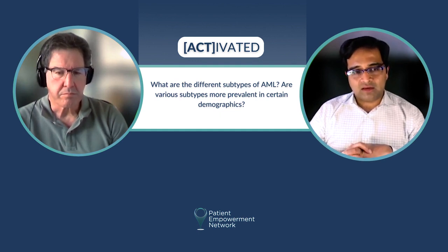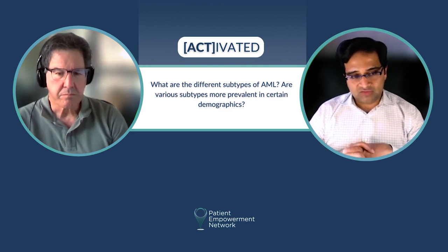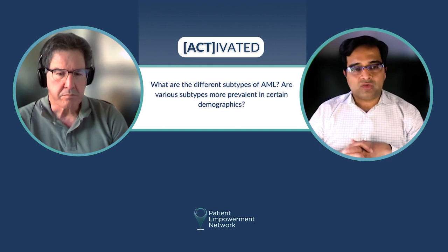We have seen in some data from different countries that there may be a difference in the prevalence of mutations across different regions. For example, in Japan, we do see that the incidence of FLT3 and NPM1 appears to be lower than what has been reported in the United States. Also, we see in Europe and United States, the incidence of these mutations, FLT3 NPM1, is similar.